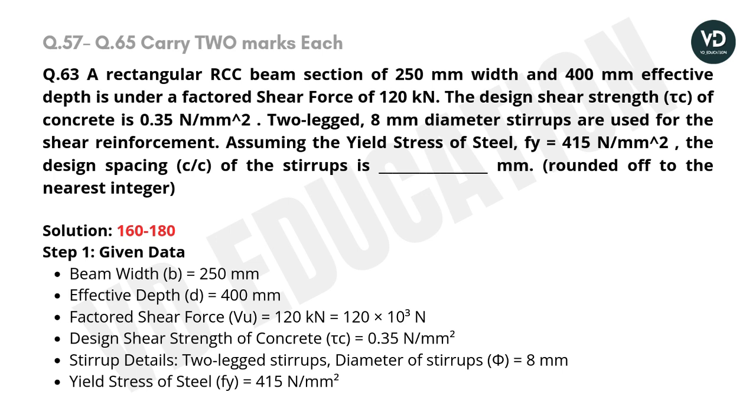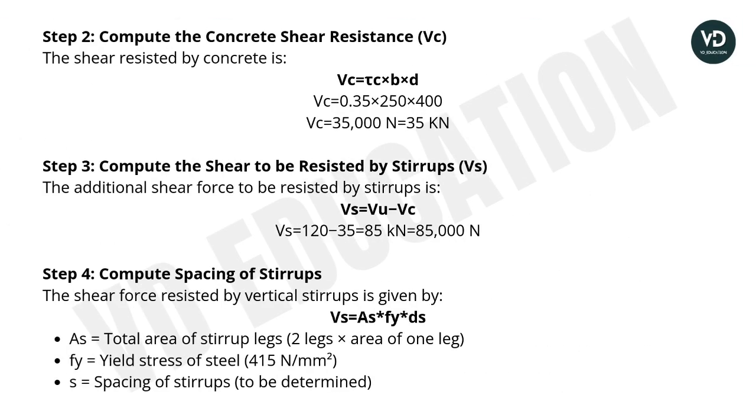Design shear strength of the concrete, that is 0.35 Newton per square meter. Stirrups detail. Two-legged stirrup, diameter of stirrups is 8 mm. Yield stress of the steel is 450 Newton per square meter. Step 2. Compute the concrete shear resistance.